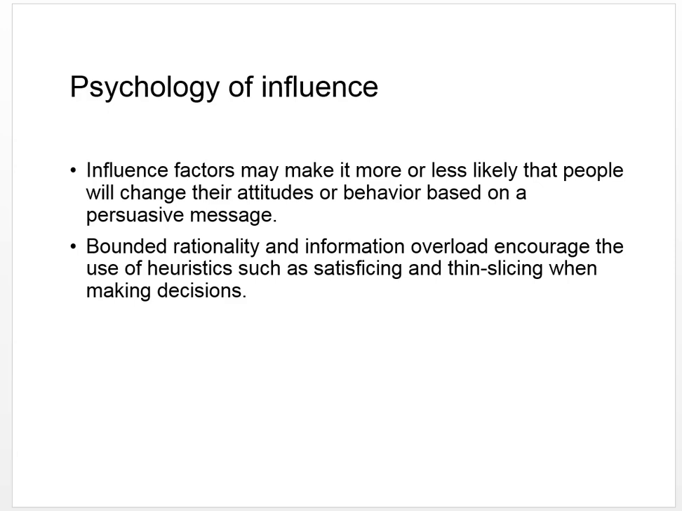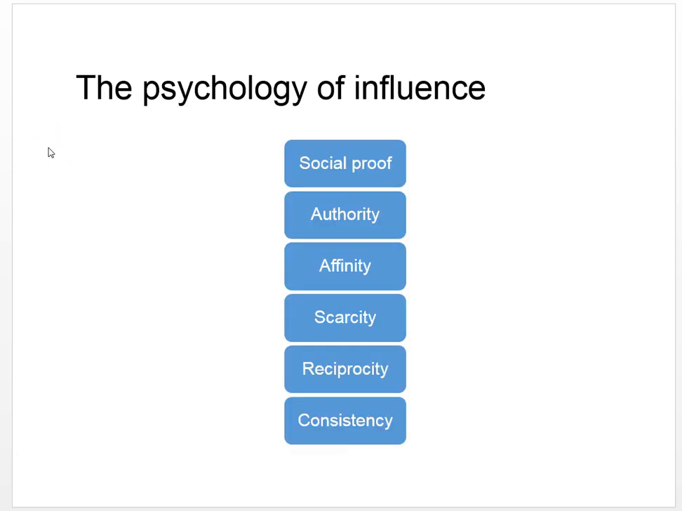So let's delve a little bit into the psychology of influence. We've got everything from social proof, authority, affinity, scarcity, reciprocity, and consistency. So, social proof: when a lot of people select one option, we interpret this popularity as social proof that the choice is the right one. So if everyone's got it, we've got it. Sometimes it's referred to as bandwagoning or herding. Herd behavior occurs when people follow the behavior of others.